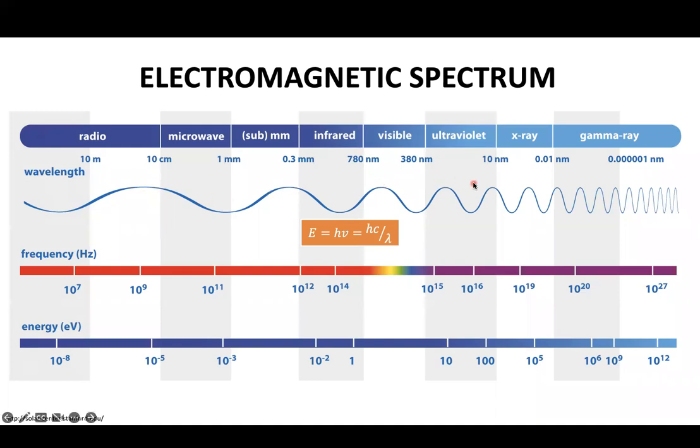And less than ultraviolet, less than 10 nanometers, is the X-ray. The X-ray is what we are using now in the hospital to see the bone structure of the human body.